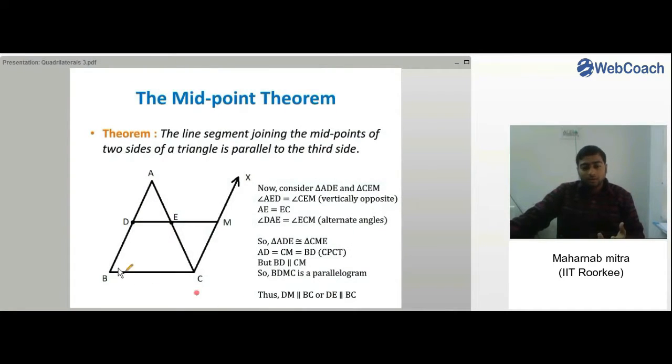DM will be parallel to BC, right? The opposite sides will be parallel. DM will be parallel to BC, or a part of DM, which is DE, must be parallel to BC also, right? So you can see DE is parallel to BC, and we have proved this statement, and we have got that the line segment joining the midpoints of the two sides is parallel to the third side, the side which is not joined.